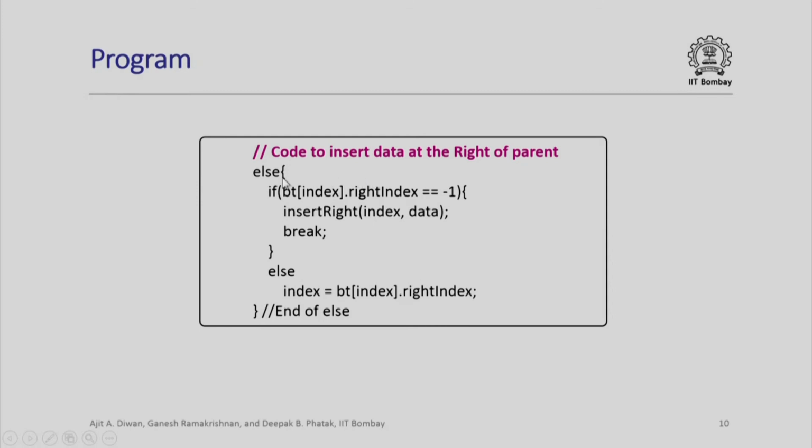Insertion of a new data element to the right of the parent is written in exactly the same fashion. If that is not less, then I have a value which is greater than the parent and therefore I have to look at the right. If on the right hand side there is no node, that means the index is -1, I will simply insert it. Otherwise, I will set index to the right index and continue looking further to the right of that tree to find the next right position.